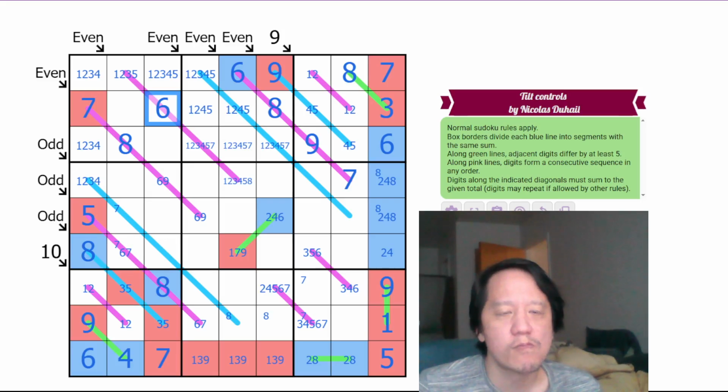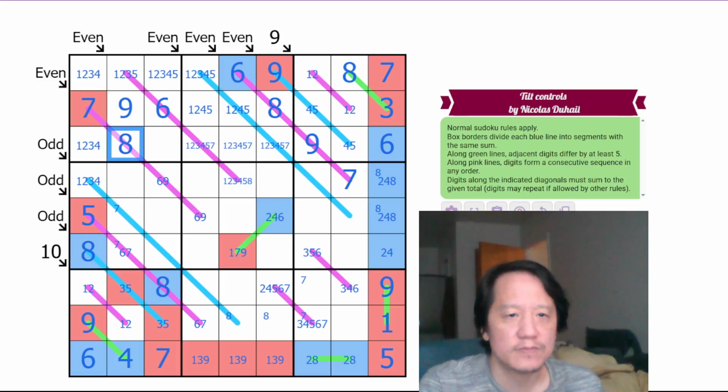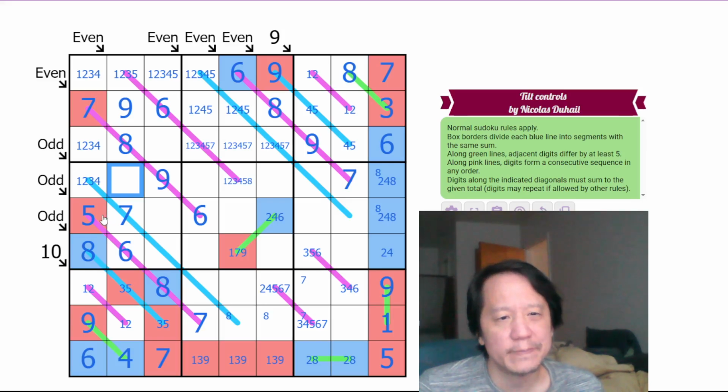And that leaves that as a 9. 6 eliminates 6 here, so that's 9, which makes that 6. 6 eliminates 6 here, so it's 7, which makes this 6 there. That leaves that as a 7 there. Interesting.